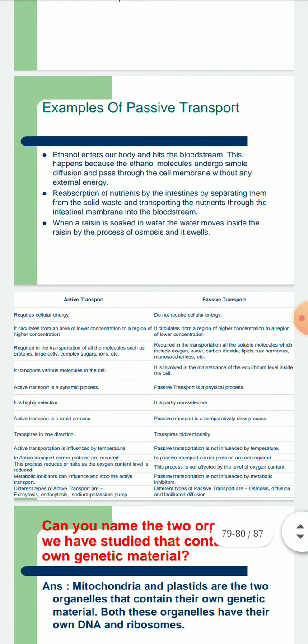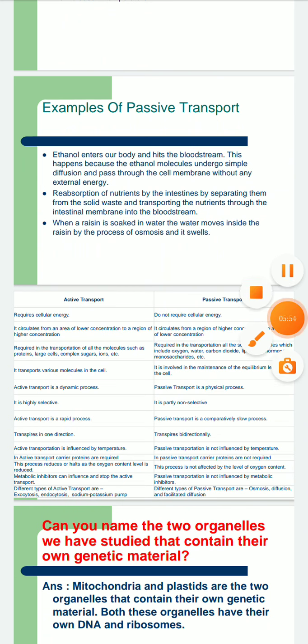Active transport versus passive transport. Active transport requires energy. Passive transport does not require cellular energy. Active transport moves substances from an area of lower to higher concentration, while passive transport moves them from higher to lower concentration. Active transport is required in the transportation of molecules such as proteins, large cells, complex sugars, ions, etc. It transports various molecules in the cell. It is involved in the maintenance of equilibrium inside the cell.